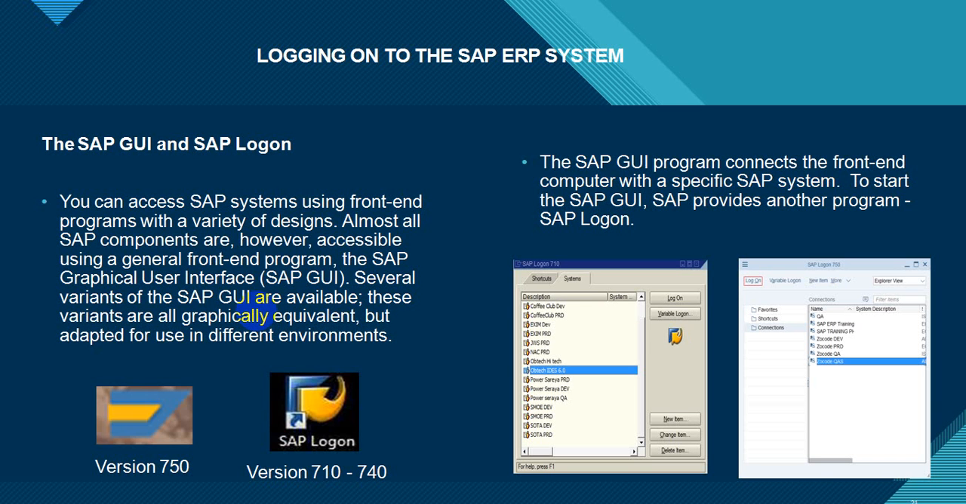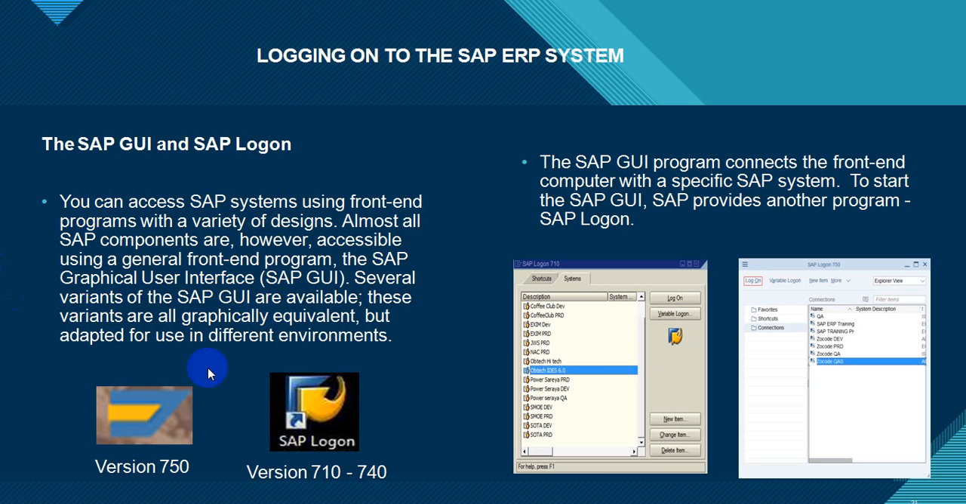You have the SAP GUI and SAP Log On. You can access SAP systems using front end programs with a variety of designs. Almost all SAP components are, however, accessible using a general front end program, the SAP Graphical User Interface, which is the GUI. Several variants of the SAP GUI are available.